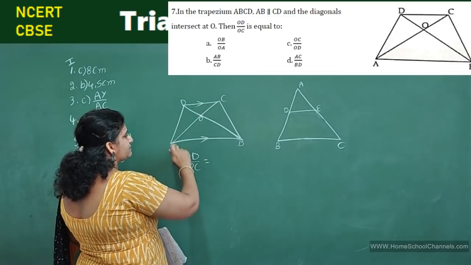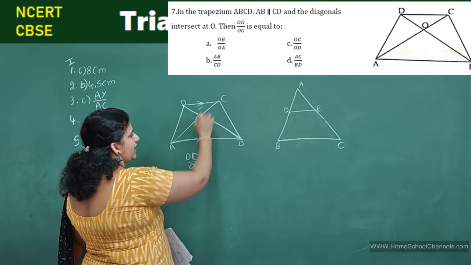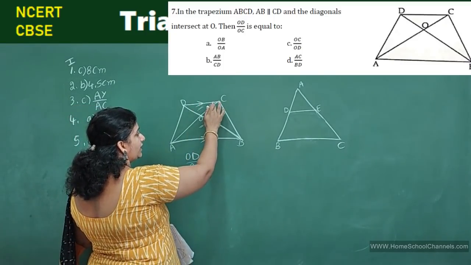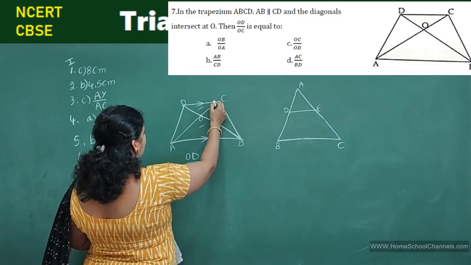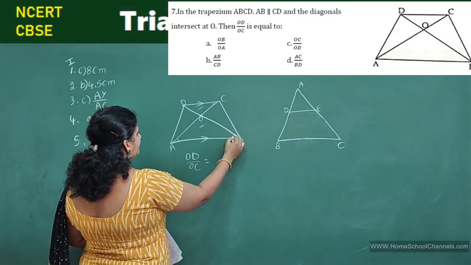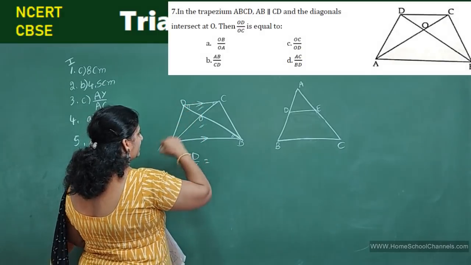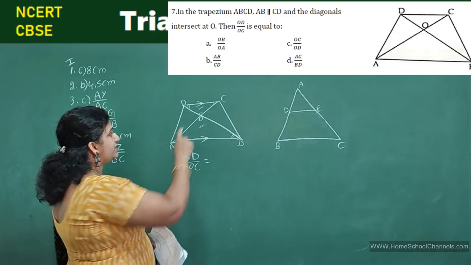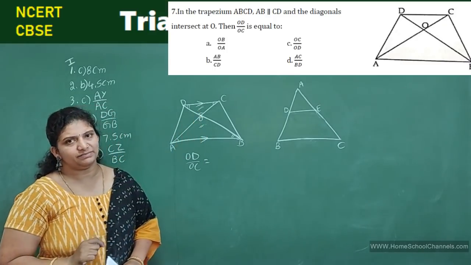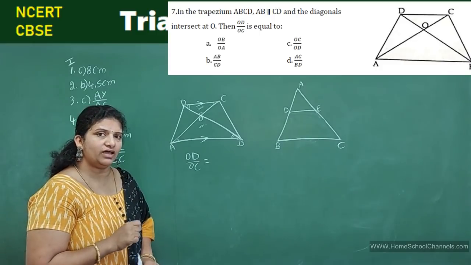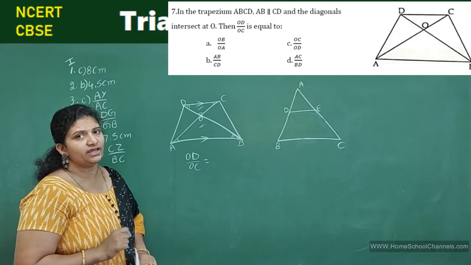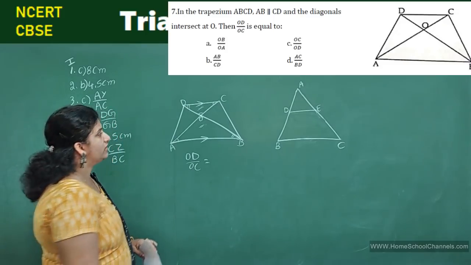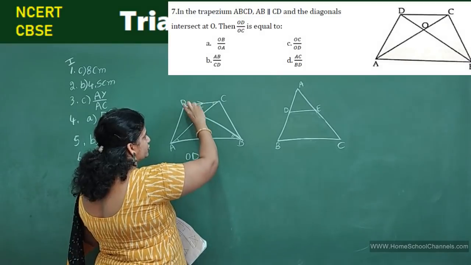We know DC is parallel to AB. First consider these two triangles. If these two lines are parallel, their alternate interior angles are equal. That means this angle is equal to this angle, and this angle is alternate to this angle. This is the vertically opposite angle. So therefore, these two triangles are similar. If they are similar, we can equate the ratios in proportion. So let us equate the ratios.